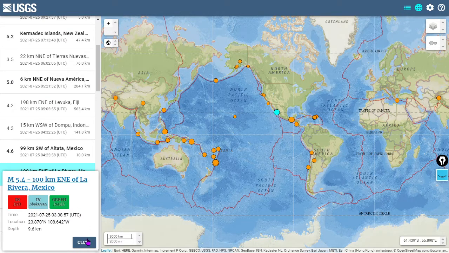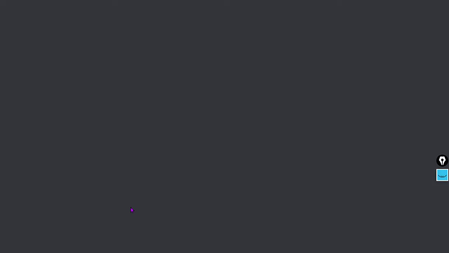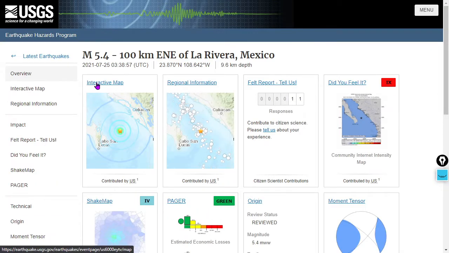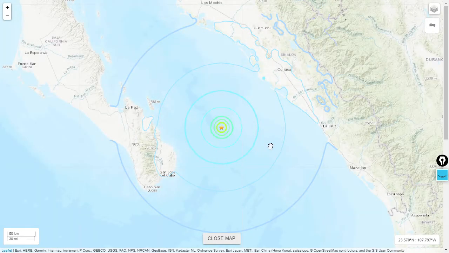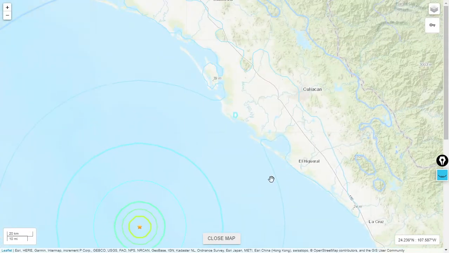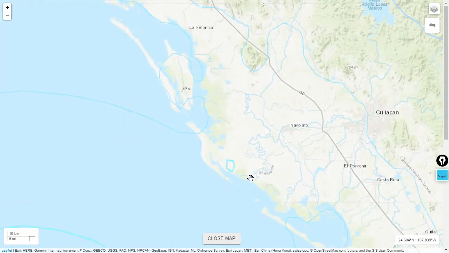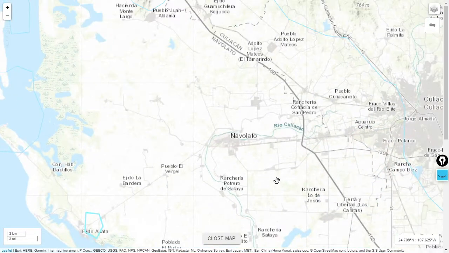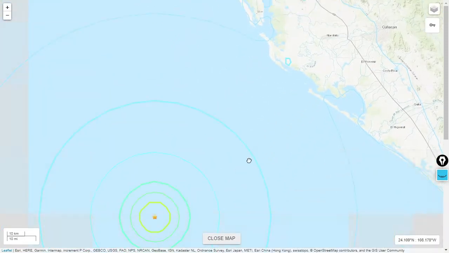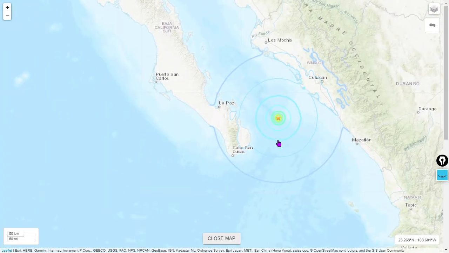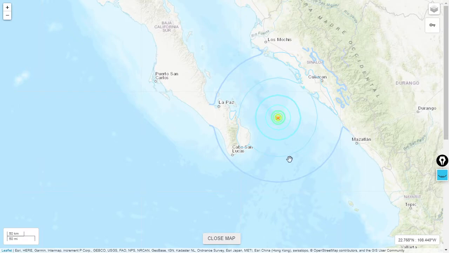So there was a 5.4 in Mexico. That looks like it must have caused some damage, as we've got a red here on the Did You Feel It chart. What's up with that? Is it in a highly populated area? Just off the coast there, in between Cabo San Lucas. So, highly populated area, I guess. I don't really see any cities or anything. Oh, that's highly populated. Of course, La Paz right there.